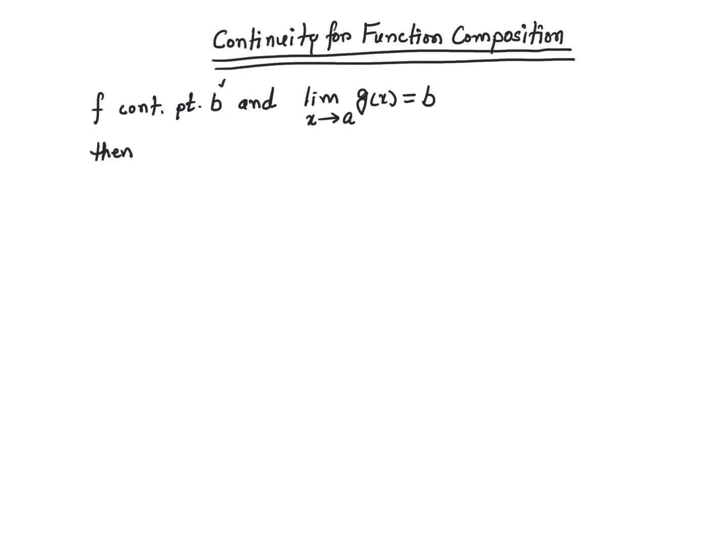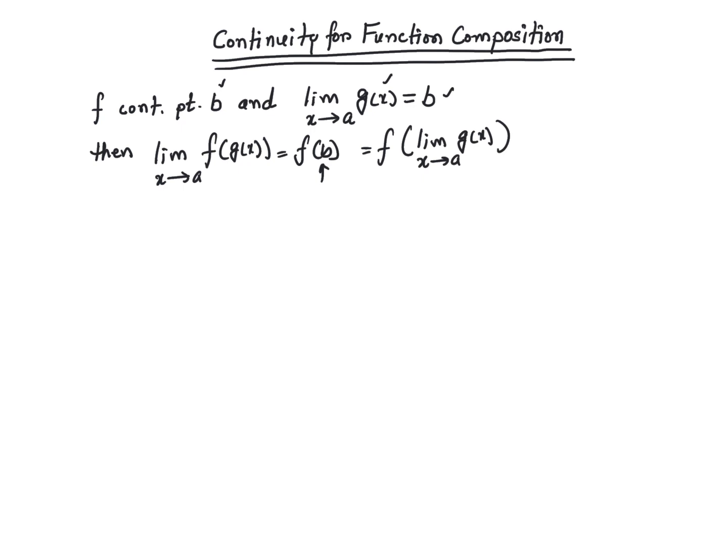Then it must be the case that the limit as x approaches a of f of g of x is equal to f of b. This also means the following. Look, b is assumed to be the limit as x approaches a of g of x. So if we replace this b by that limit, what I get is f of the limit as x approaches a of g of x. So if I combine these two, this is kind of equivalent to pushing this limit inside the argument of f.